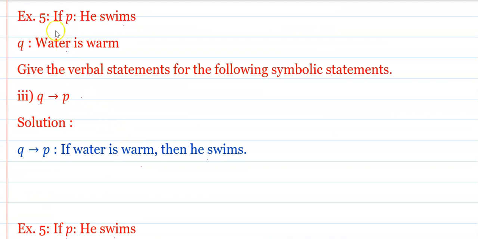Third one. If P, he swims, Q, water is warm. Give the verbal statement for the following symbolic statement. P implies Q. Means what? If the water is warm, then he swims.